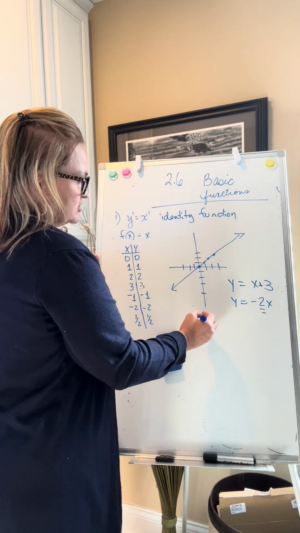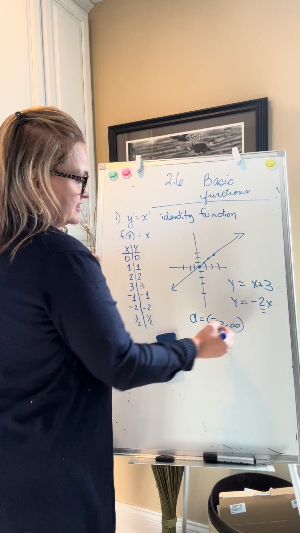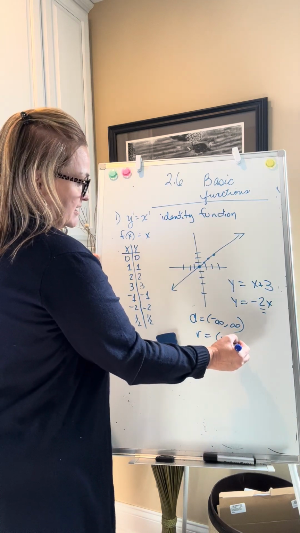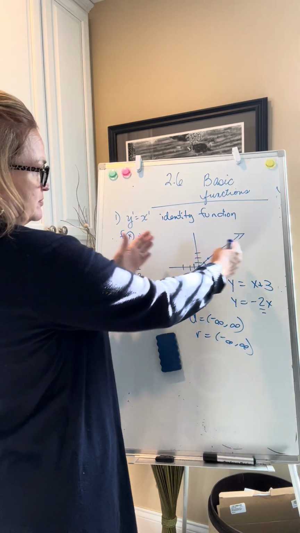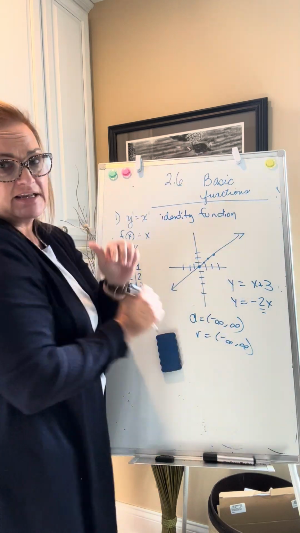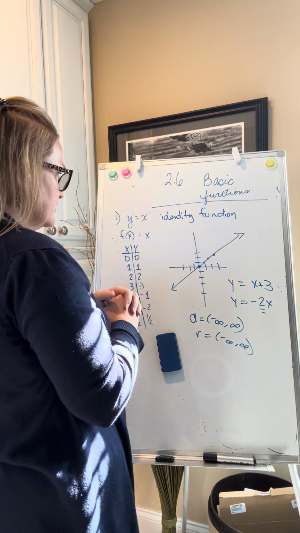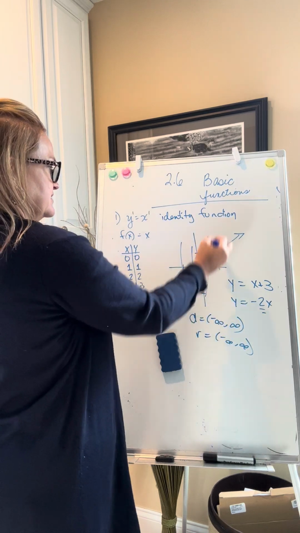The domain and range of any line we know is negative infinity to positive infinity. Anything goes on the friendly line. It opens left and right without bound, and it goes up and down without bound. And of course, this is a function. Nothing repeats this way.